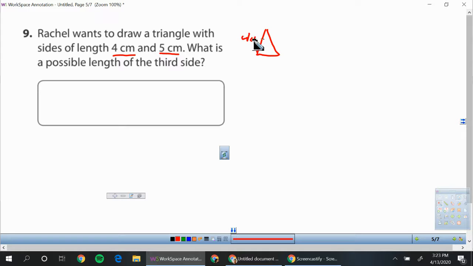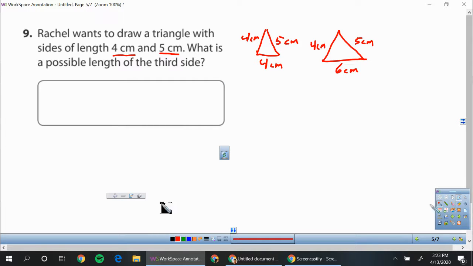4 centimeters on one side, maybe 5 centimeters on this side, and we could draw it with 4 centimeters on this side. Or we could draw another triangle which has 4 centimeters on this side, 5 centimeters on this side, maybe this side could have 6 centimeters, and we could keep drawing many of these triangles. It says, what is a possible length of the third side? So there are many answers.